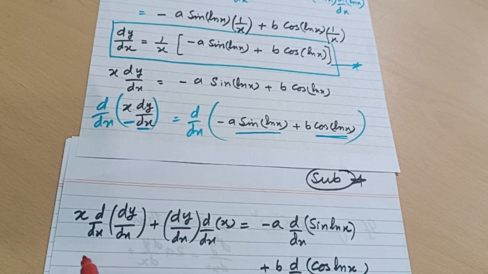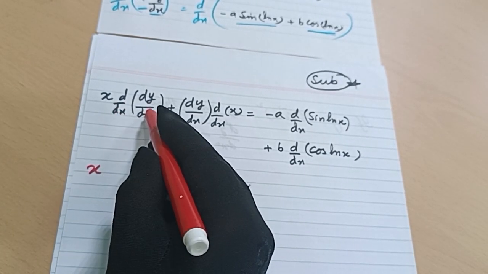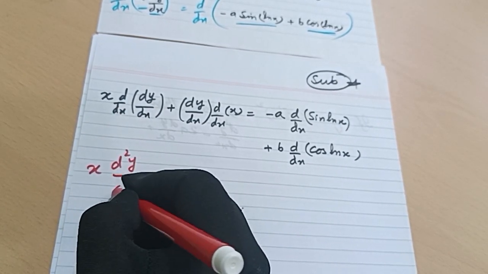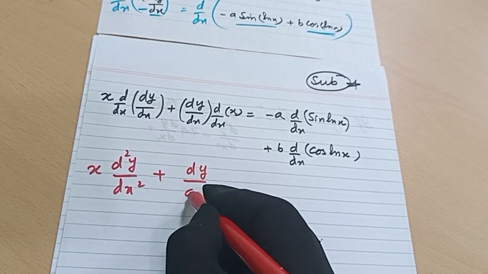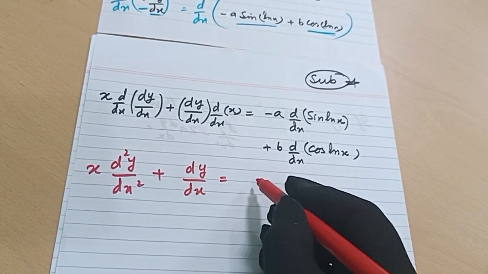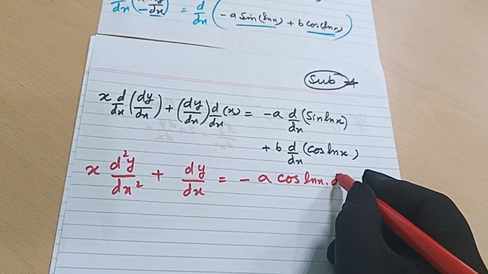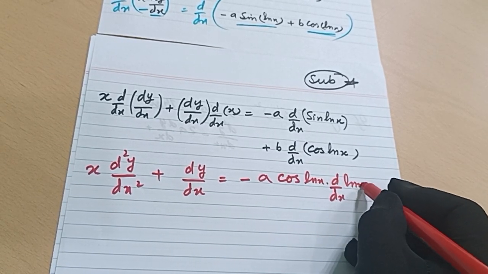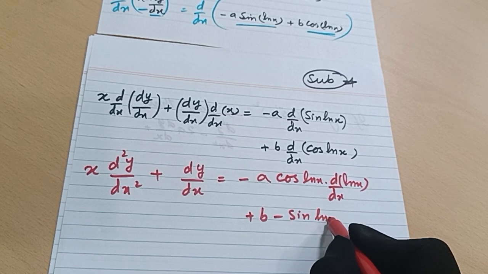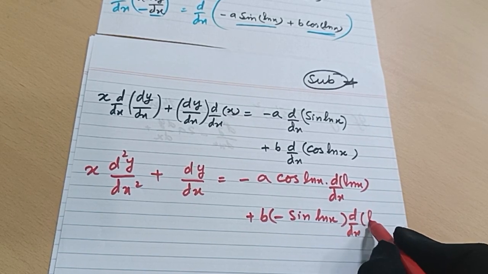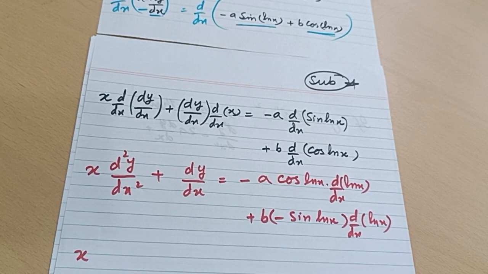So what I can do here, this is x as it is, the derivative of dy by dx is the second derivative, plus dy by dx stays as it is, and dx by dx will become 1, equals minus a times the derivative of sine, which is cos of angle, and then the derivative of the angle, that is natural log of x, plus b times the derivative of cos, which is minus sine of angle, then the derivative of the angle.